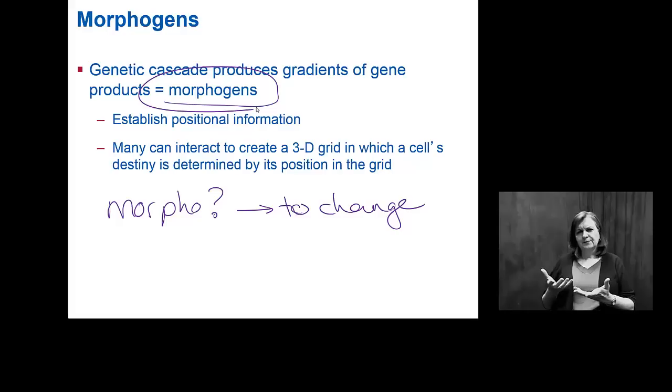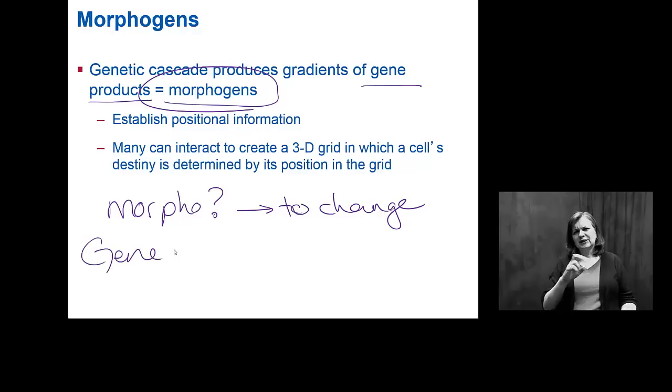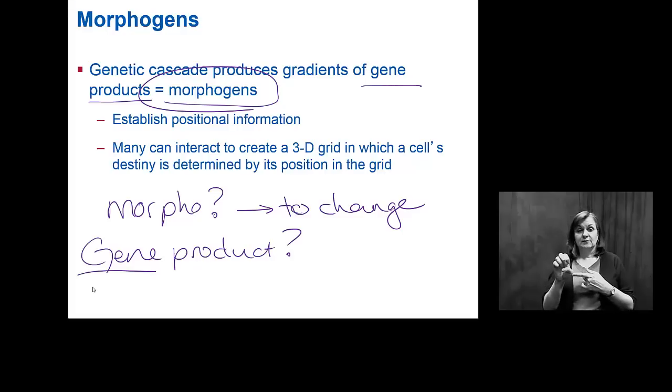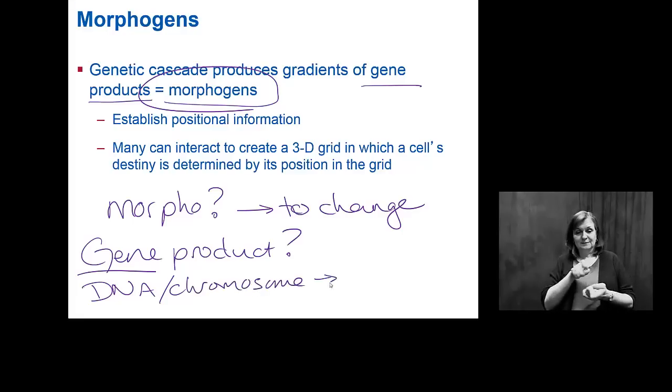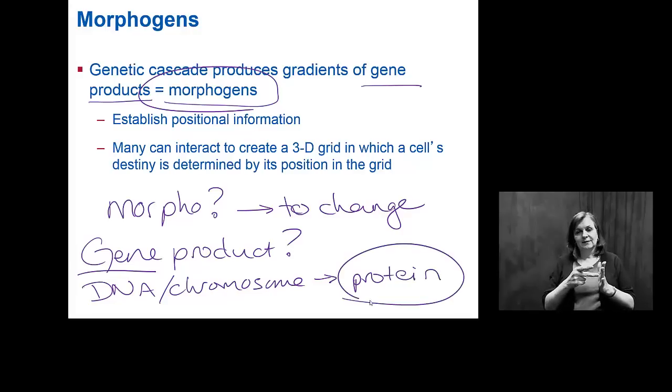Where do these chemicals come from? Well, I have here gene product. What's a gene product? Well, first you might need to go back and think about what's a gene, right? A gene is part of your DNA, part of your chromosome, that builds a particular protein. So a gene product is the production of a protein. All of this information that is going to regulate our development is all based in proteins.